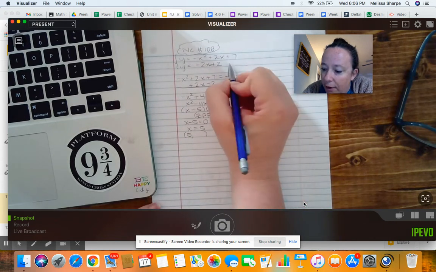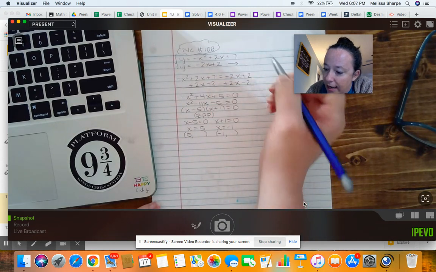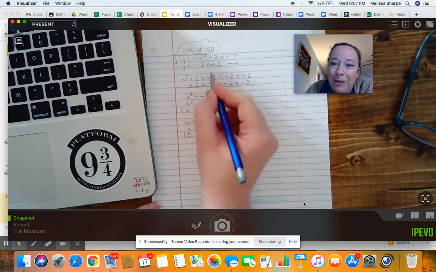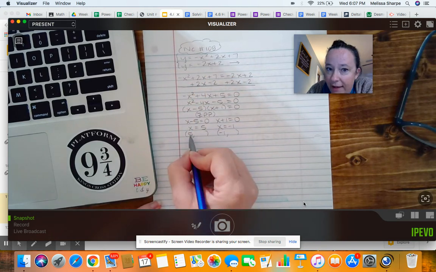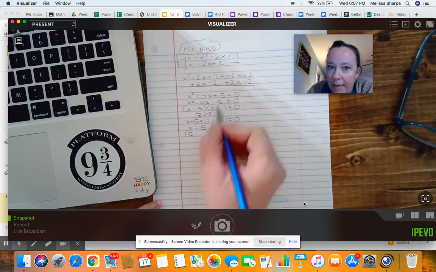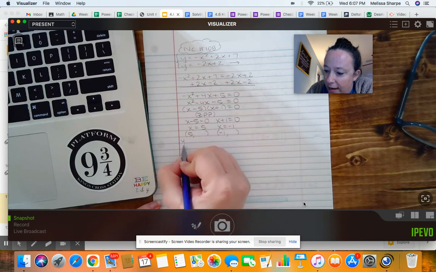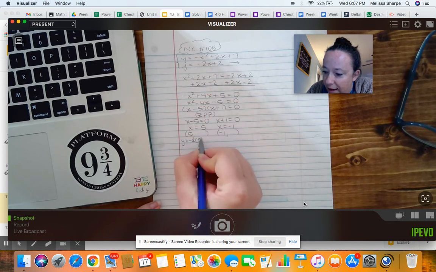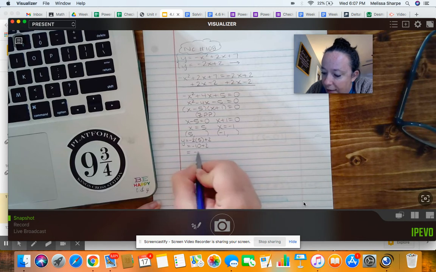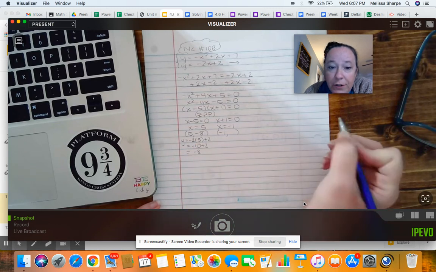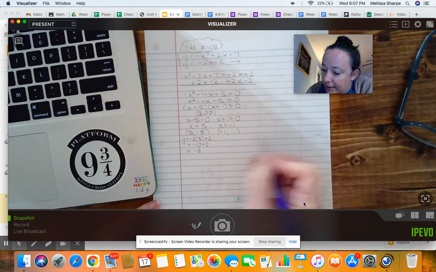Well, we go back up here, and you can use either, but I like to use the linear one. I'm going to plug 5 in, get the y value, and plug negative 1 in and get the y value. So y equals negative 2 times 5 plus 2, negative 10 plus 2, y equals negative 8. So our first solution is 5, negative 8.